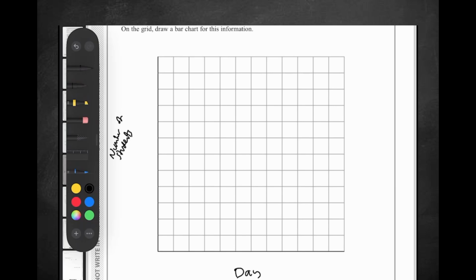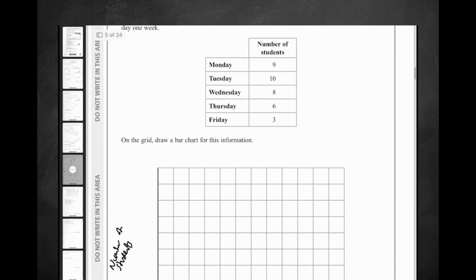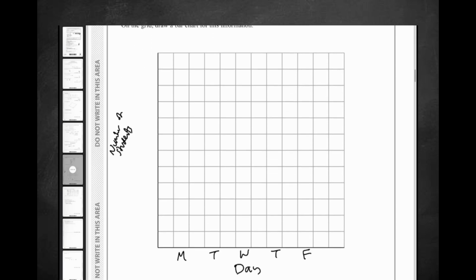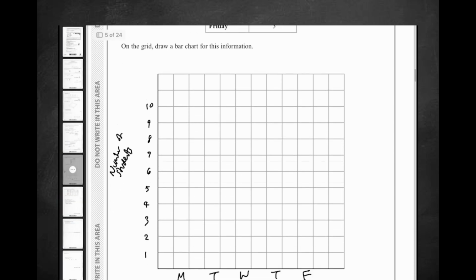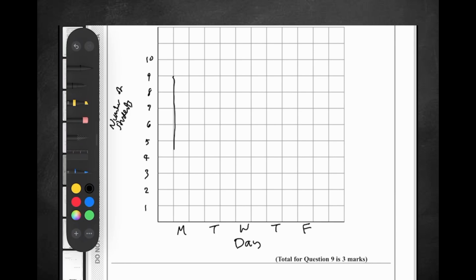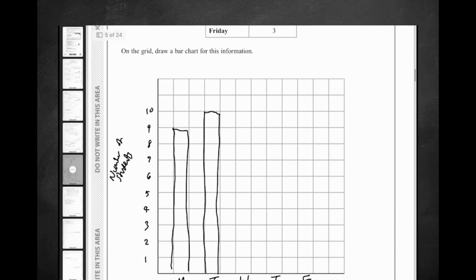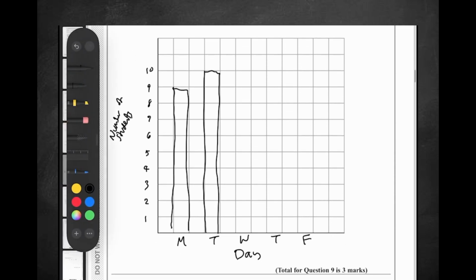and then we're going to say Monday, Tuesday, Wednesday, Thursday, Friday, making sure our bars won't be touching each other, and we're going to just need to go up to 10. So we're going to say 1, 2, 3, 4, 5, 6, 8, 9, and 10. So what have we got for Monday? So Monday is 9. Tuesday is 10. Apologies for my terrible drawing on this thing, but you get the idea. Wednesday is 8, Thursday is 6.